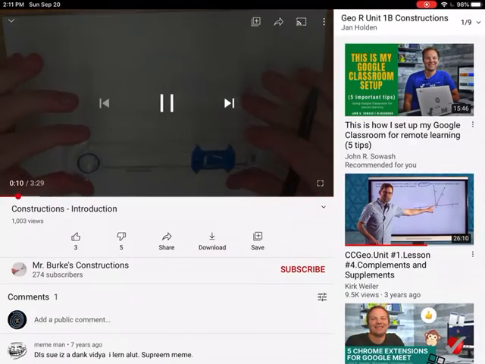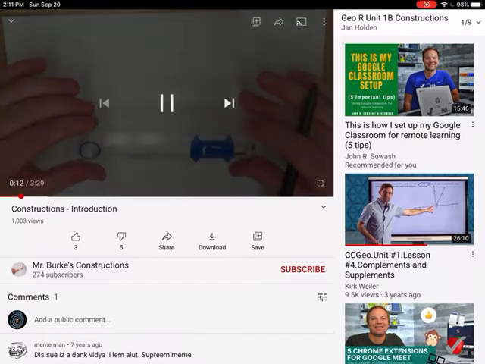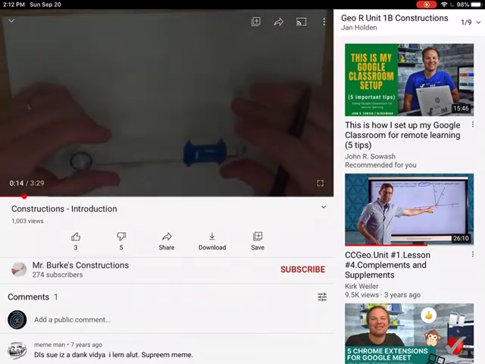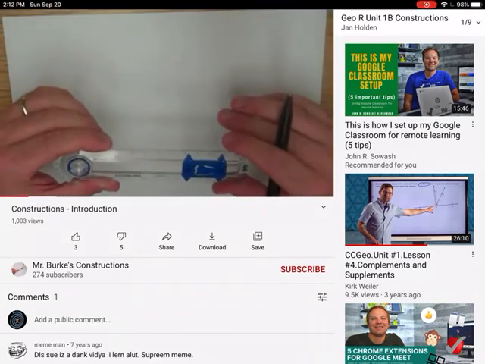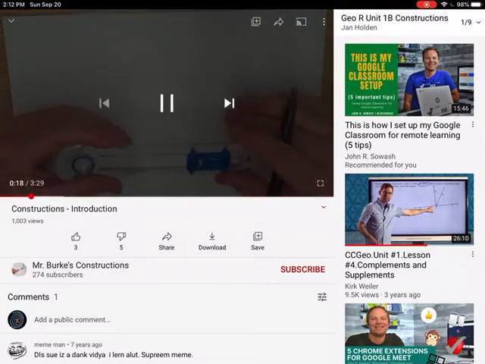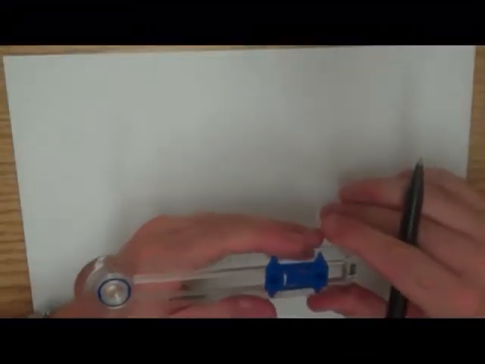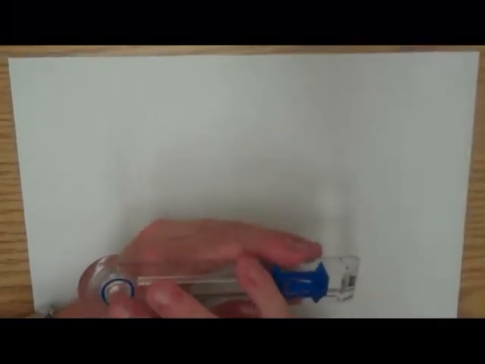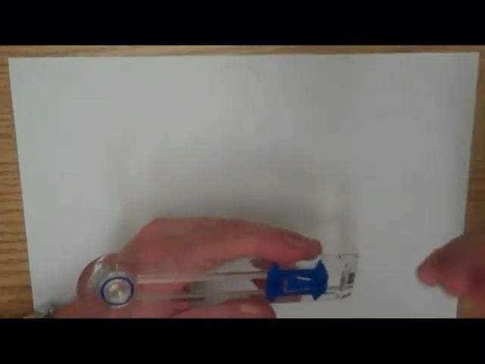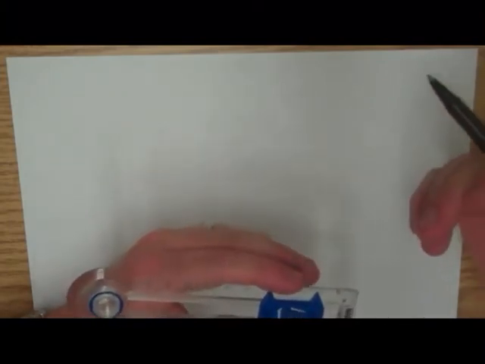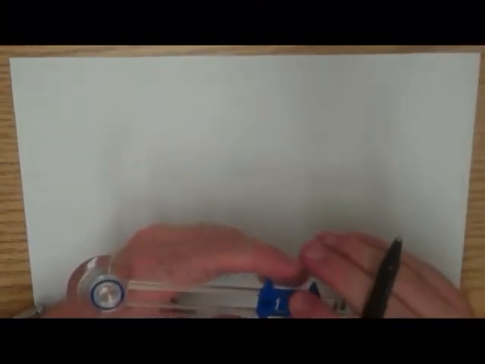And here we go. First of all, this is the type of compass that I use. There are the more traditional type. The more traditional type is pretty self-explanatory, but I wanted to talk a little bit about this one. The point of the compass, if you will, is actually this part right here. So anytime that I say we put the point of our compass on a certain point, I'm referring to this right here.